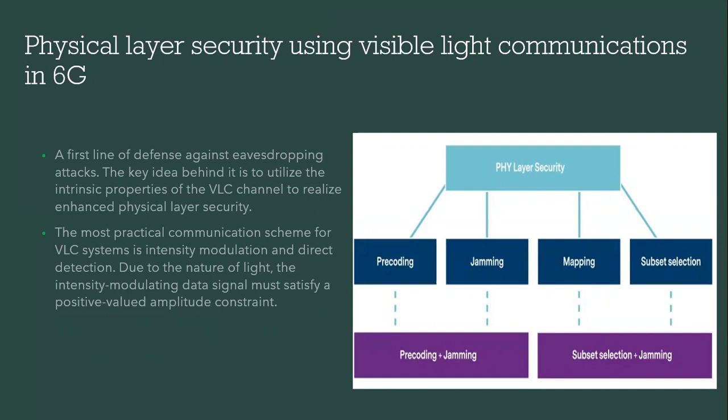Physical layer security in a normal way includes recording, jamming, mapping, and subset selection: recording plus jamming, and subset selection plus jamming. But if we use VLC, this is in terms of properties. The VLC channel is different than a normal physical channel. The most practical communication scheme for relay systems is intensity modulation and direct detection. Due to the nature of light, the intensity-modulated data signal must satisfy a positive amplitude constraint.